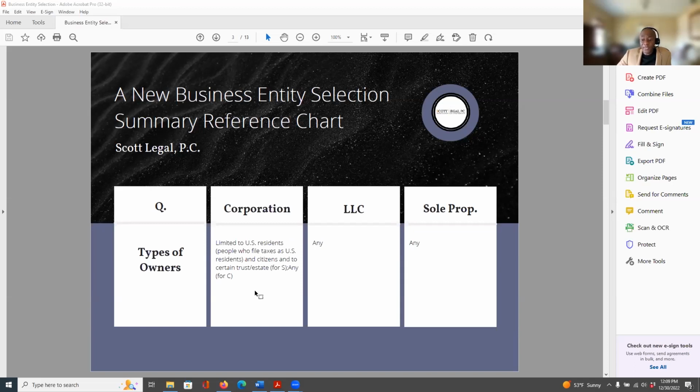So now we look at the types of owners, and here's where we get into some of the restrictions, right? So for an LLC and a sole proprietorship, it can be anybody. You can be a foreign national, you can have a visa, you cannot have a visa. There's no requirement in the United States that you have to have a visa or a passport to own a business. So an LLC and a sole proprietorship, no problem. And same thing for a corporation. Anyone can own a corporation. However, if you are electing for S status, then it is limited to residents for tax purposes.